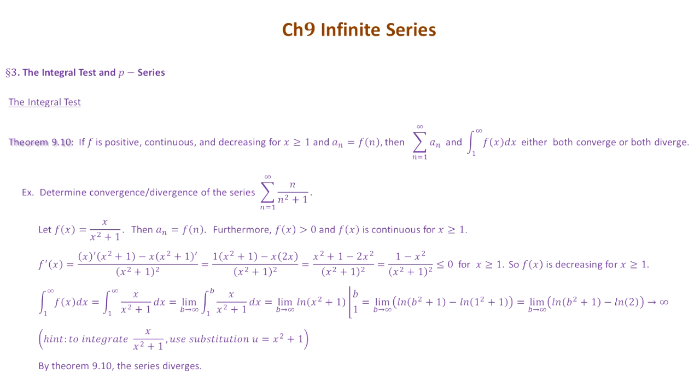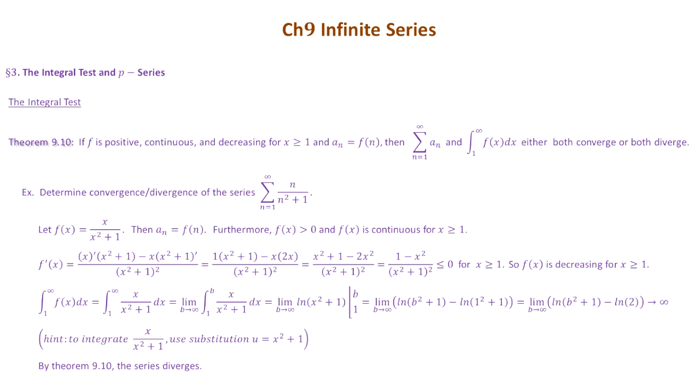And so the quotient rule says the derivative of a quotient of two functions, f over g, is f prime g minus f g prime over g squared, okay? So f is just x and g is just x squared plus 1. So we get x prime times x squared plus 1 minus x times x squared plus 1 prime over x squared plus 1 to the square. And the derivative of x is just 1, and the derivative of x squared plus 1 is 2x.